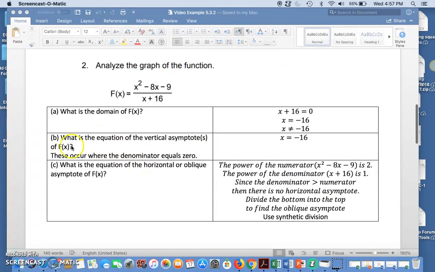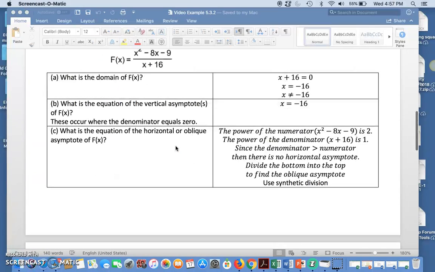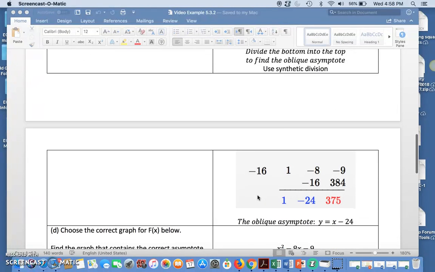So now we write the equation of the vertical asymptote. So that is x equals negative 16. What is the equation of the horizontal or the oblique? Well, the highest power is on the top. So since the highest power is on the top, we won't have the horizontal, we'll have the oblique. And when we have the oblique, you can use synthetic division to divide the bottom into the top, and then the result will give you the equation of the oblique asymptote.